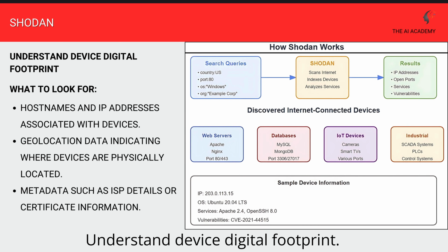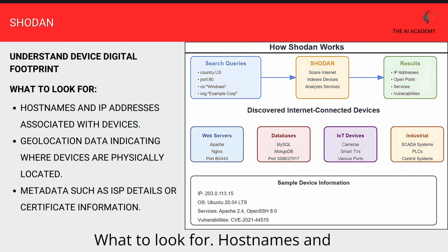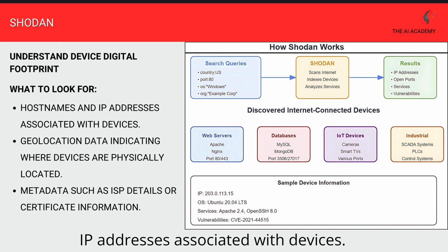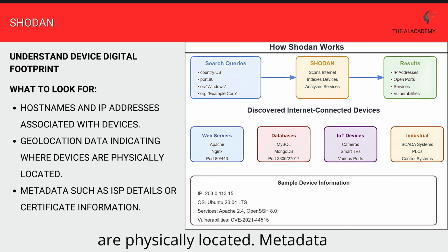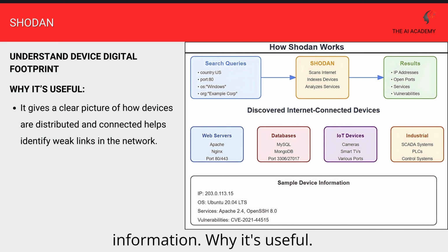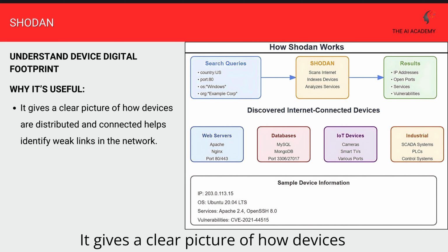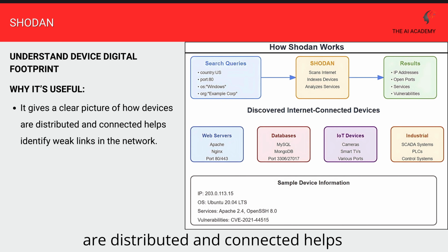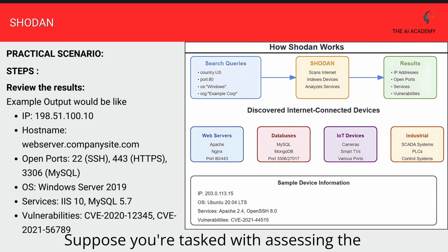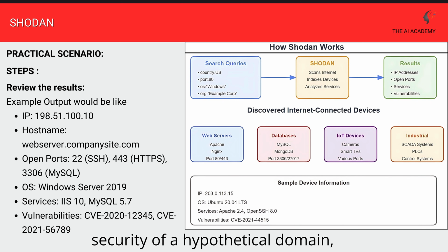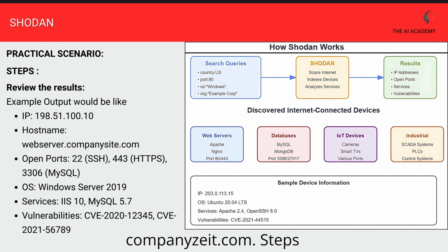Understand device digital footprint. What to look for: host names and IP addresses associated with devices, geolocation data indicating where devices are physically located, and metadata such as ISP details or certificate information. Why it's useful: it gives a clear picture of how devices are distributed and connected, and helps identify weak links in the network. Suppose you're tasked with assessing the security of a hypothetical domain, companySite.com.